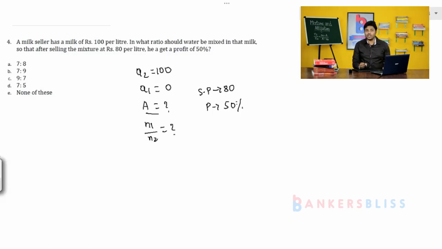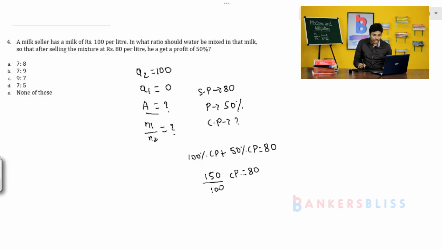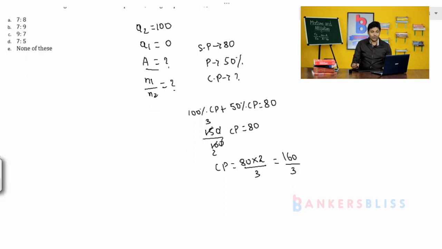Remember the concept of profit and loss. Based on that, you calculate the cost price. See here, cost price means how much you are going to take? 100% cost price plus 50% profit is equal to 80. So, 100 plus 50, 150% of cost price is equal to 80. 0, 0 cancels. 5 3s are 15, 5 2s are 10. Therefore, cost price is equal to 80 into 2 divided by 3, which is equal to 160 by 3. So, the cost price you got is 160 by 3.